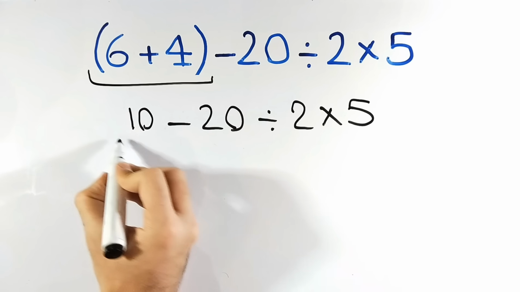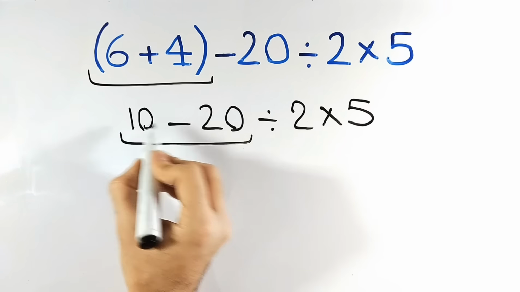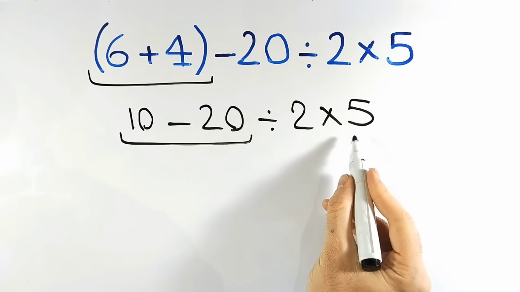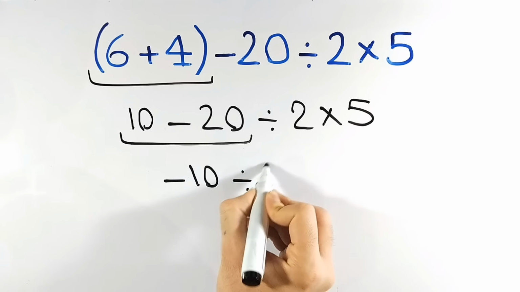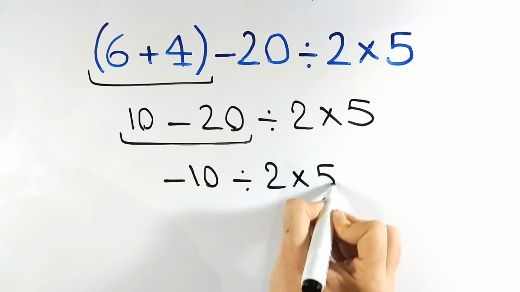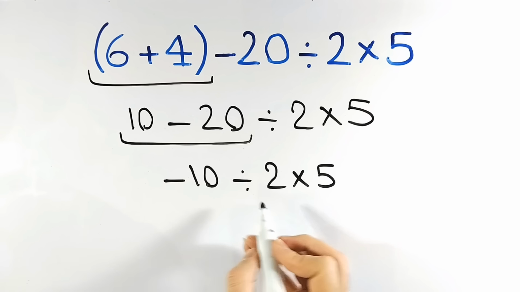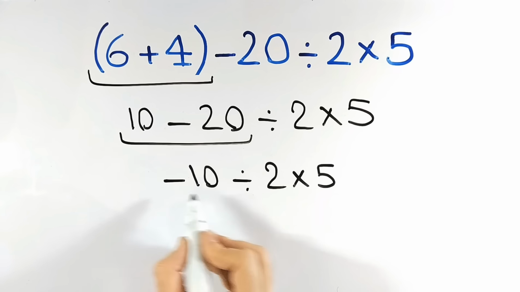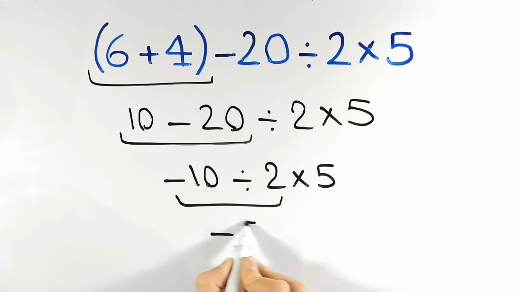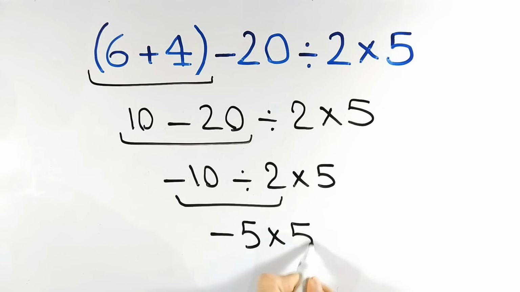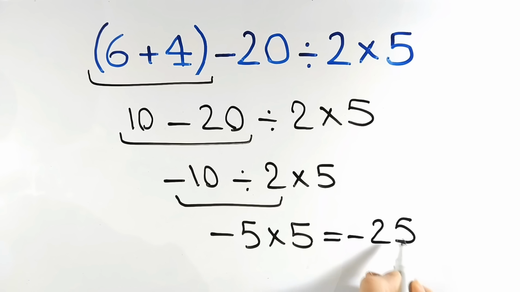And the next step, they go for the subtraction between 10 and 20. And instead of this expression, they write negative 10 divided by 2 times 5. And the final step, they go for the division between negative 10 and 2. And instead of this expression, they write negative 5 times 5, which finally gives them the answer negative 25.